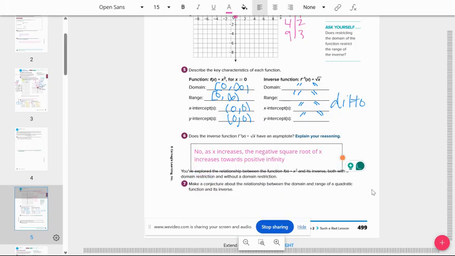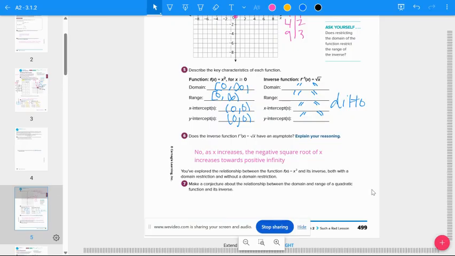Man, I really wanted to spell infinity with an I on the end. That would have been embarrassing for me.